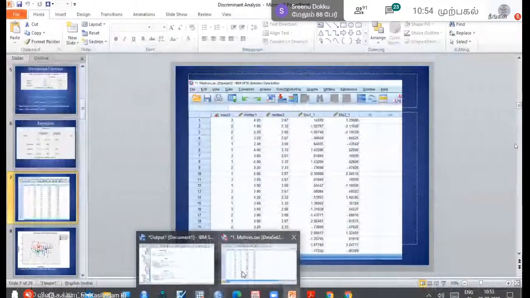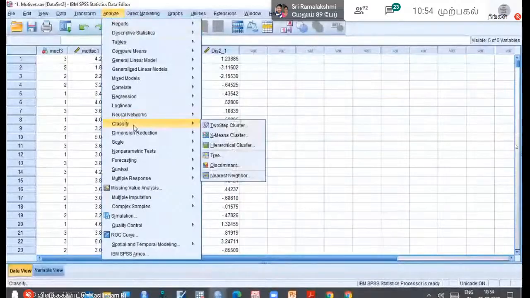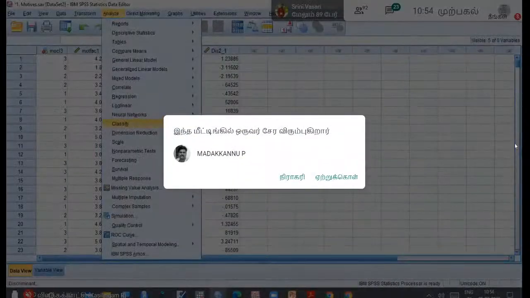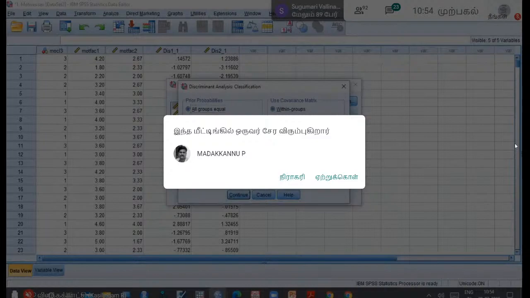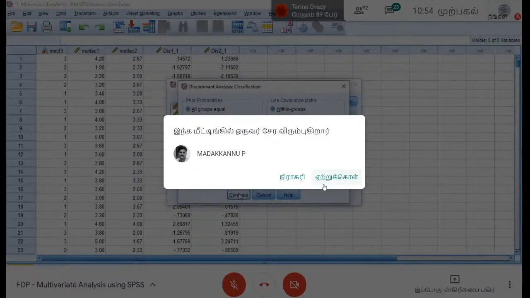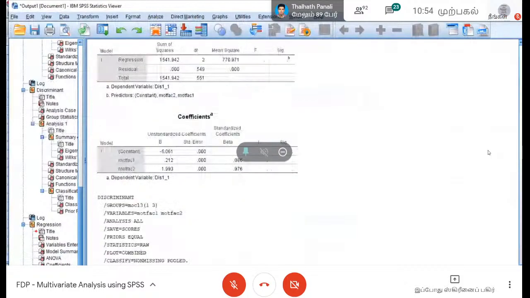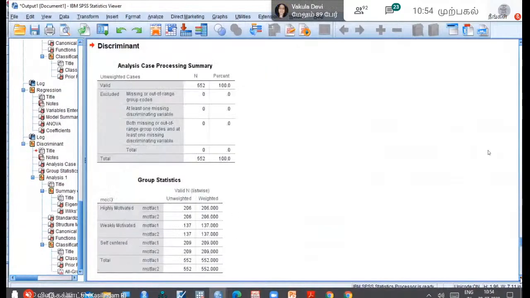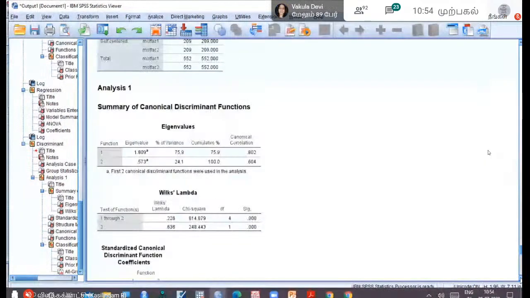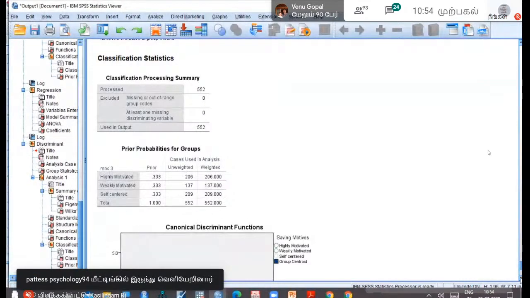Analyze, classify, discriminant, classify, and classify combined groups. Then we will get one diagram. Since it is a diagram, it is taking time. Okay, now this is the diagram.